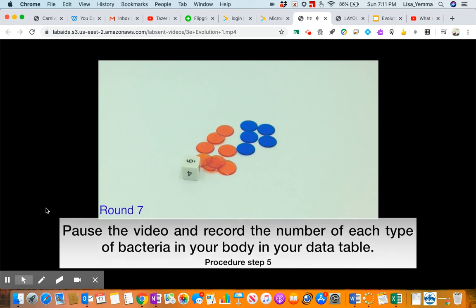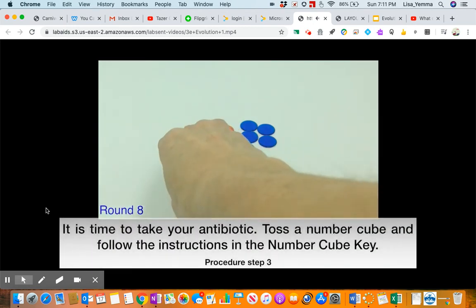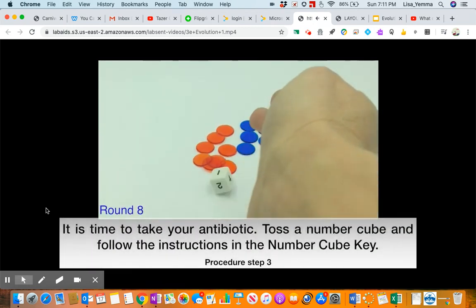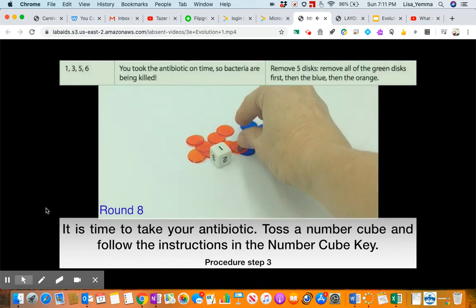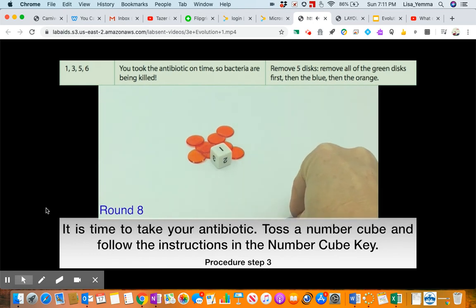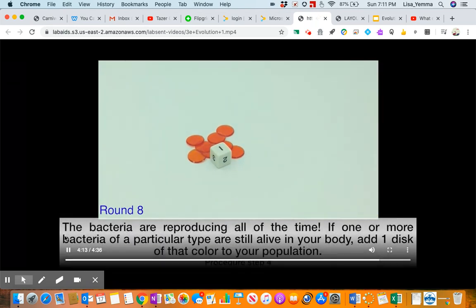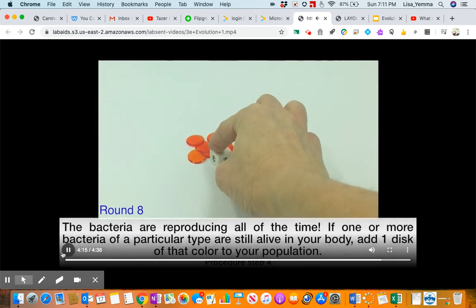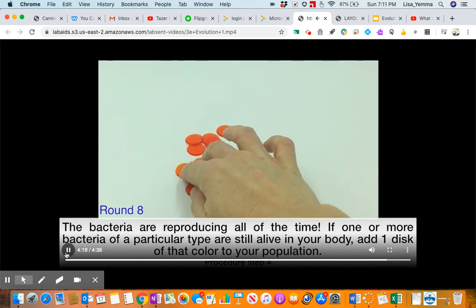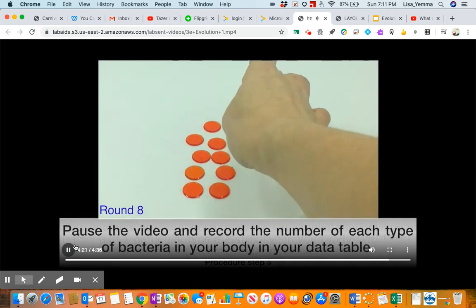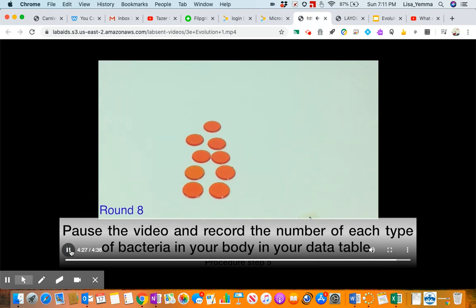Round 8. It is time to take your antibiotic. Toss a number cube and follow the instructions in the number cube key. The bacteria are reproducing all the time. If one or more bacteria of a particular type are still alive in your body, add one disc of that color to your population. Pause the video and record the number of each type of bacteria in your body in your data table.